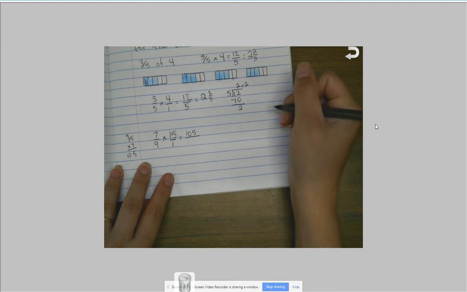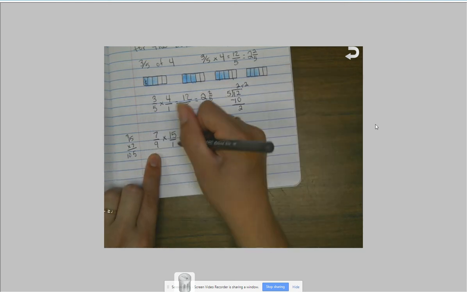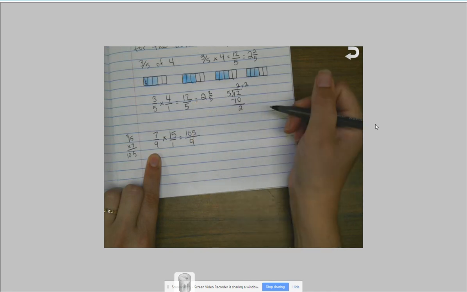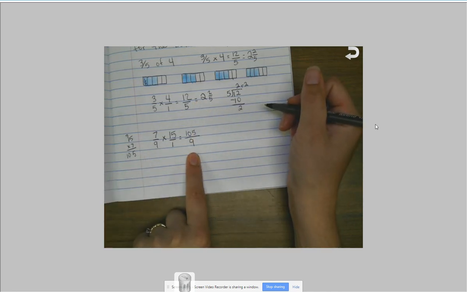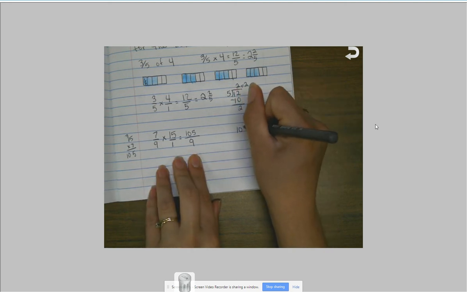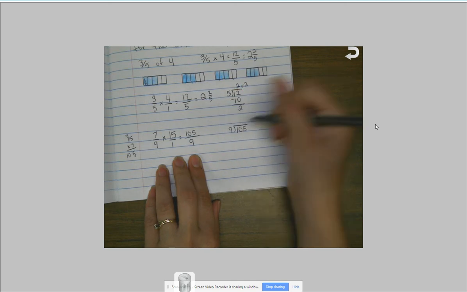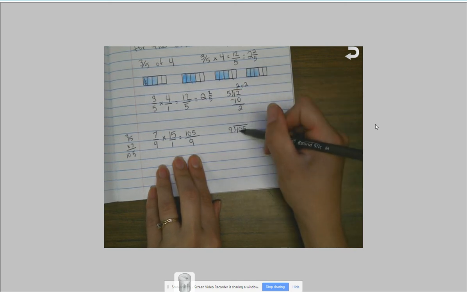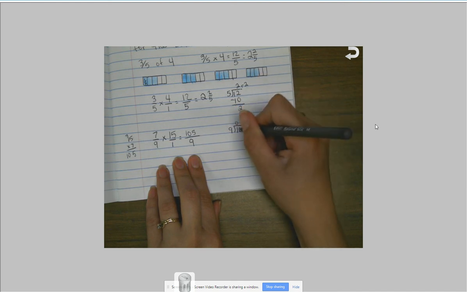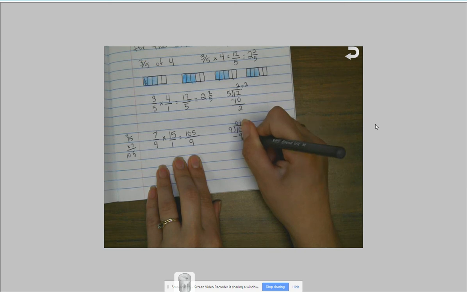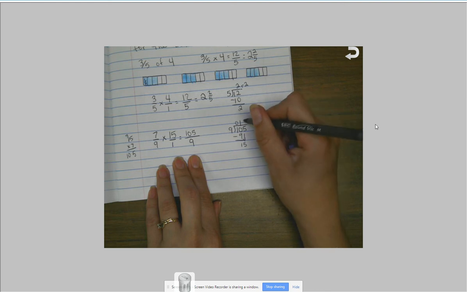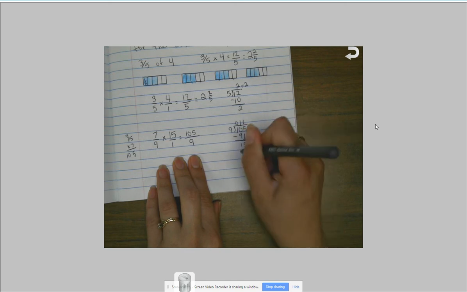So I'd have 105 pieces. Now, how many pieces does it take to make a whole unit? 9 times 1 would be 9. Okay, this is my improper fraction form, but now I want it in its simplest form as a mixed number. So I'm going to do 105 divided by 9. 9 goes into 1. It doesn't. 9 goes into 10 one time. So minus 9 gives me 1. Bring down the 5. 9 goes into 15 how many times? Once. So minus 9. That leaves me with 6.